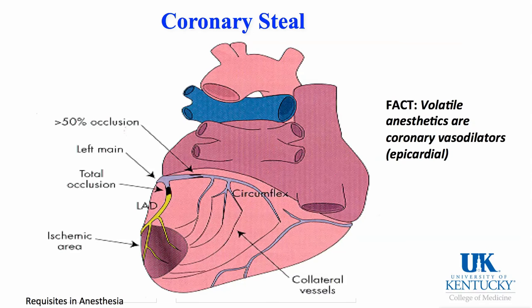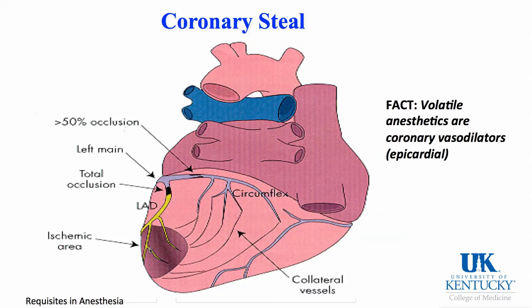Coronary steal is the concept of where you have an anatomy set up, such as in this picture, where you have total occlusion, in this case of an LAD, while the circumflex is not totally occluded. And if you give a drug that causes vasodilation of epicardial vessels, vasodilation can occur in the non-totally occluded coronary arteries like the circumflex and actually steal blood from the ischemic area, which is maximally vasodilated already before you turn on the volatile anesthetic.